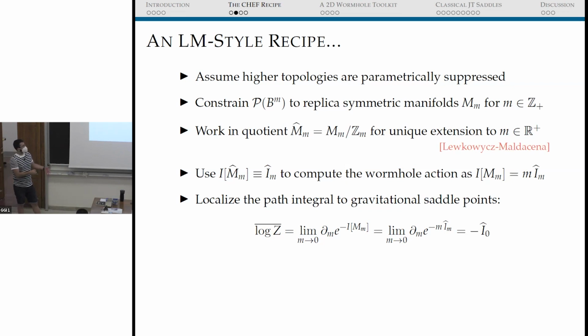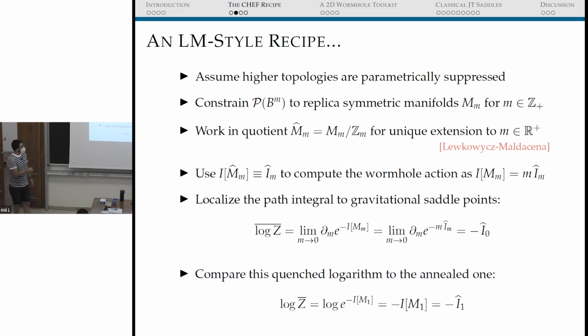m equals 0 doesn't make sense, so this is the limit m goes to 0 of our saddle points. You can compare this to what you get if you were taking the power outside, as I just said before. In this case, what you would get out is just the evaluation of the action in the m equals 1 saddle point. So the difference between quenched and annealed can be seen at the level of which saddle dominates, whether it's the m equals 1 or the m equals 0.